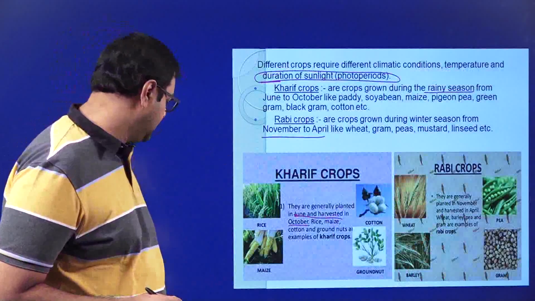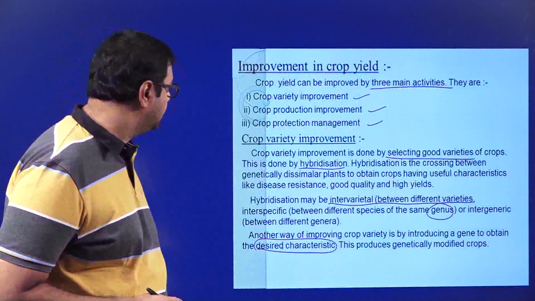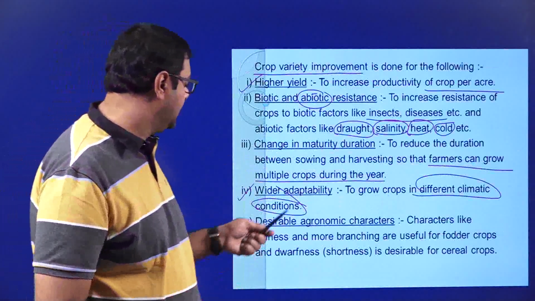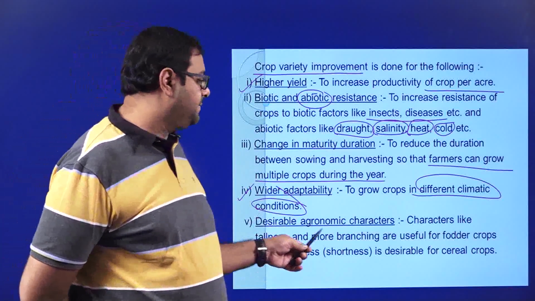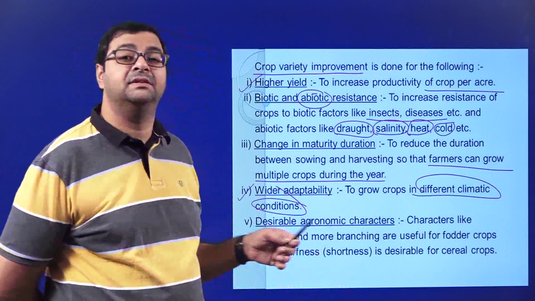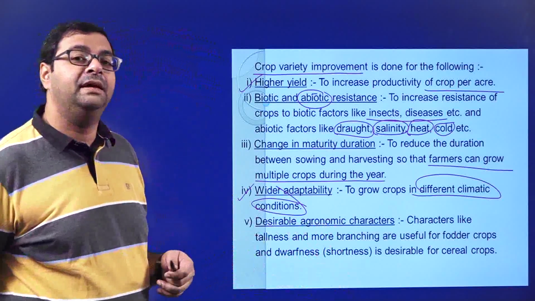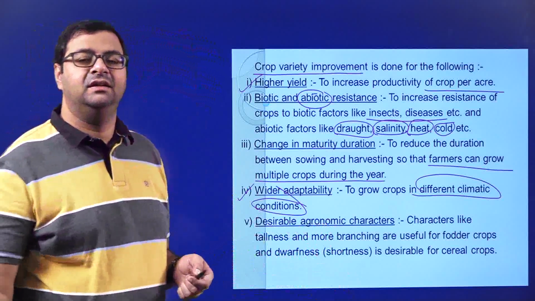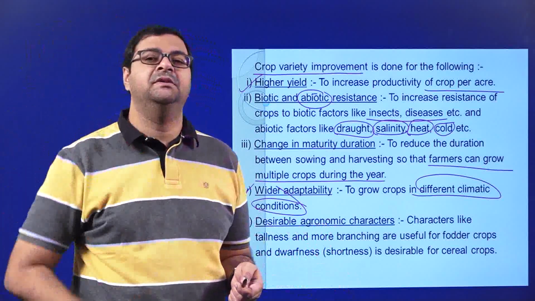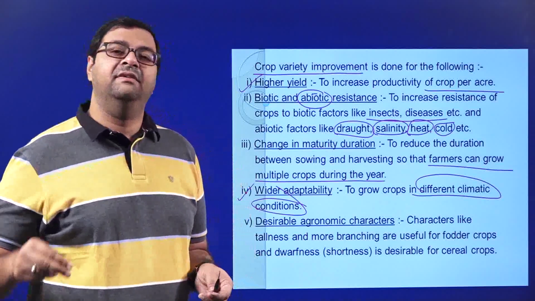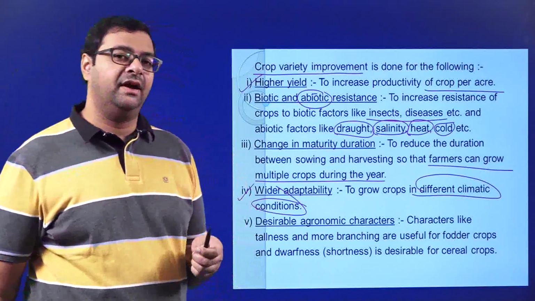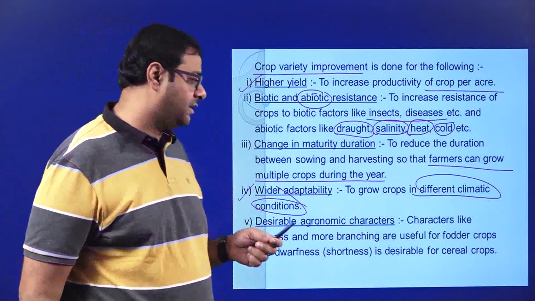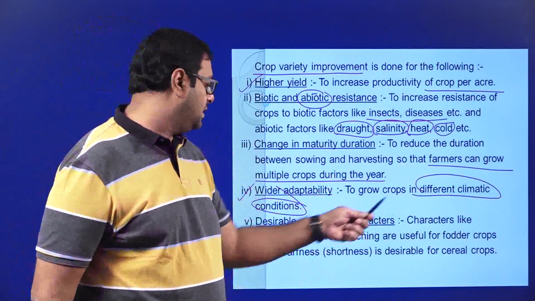Now, if the height of the rice crop is reduced, it will be easier to harvest. The stalks of the rice will be smaller, and we will get more yield on that particular stalk of the rice.